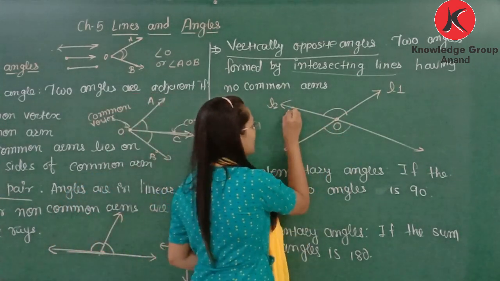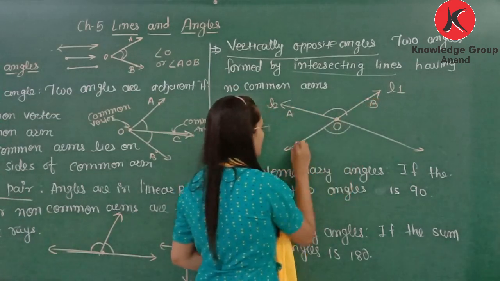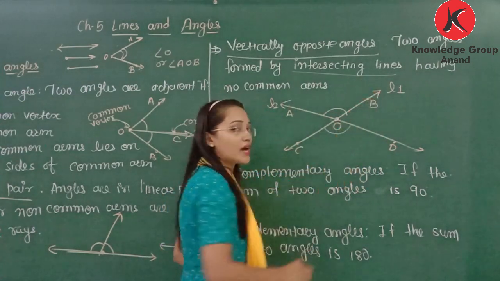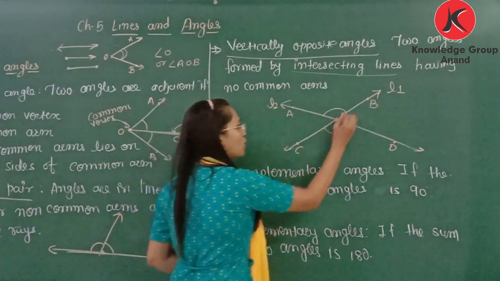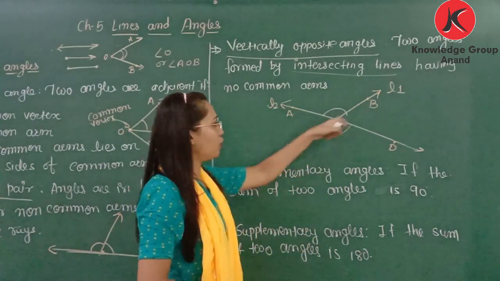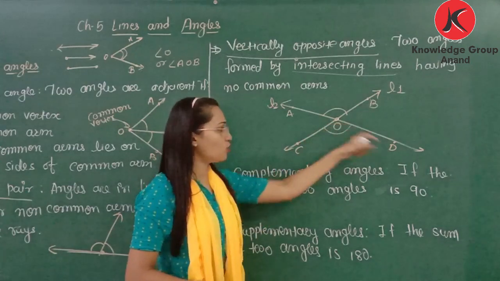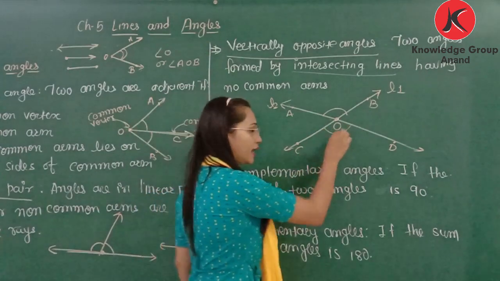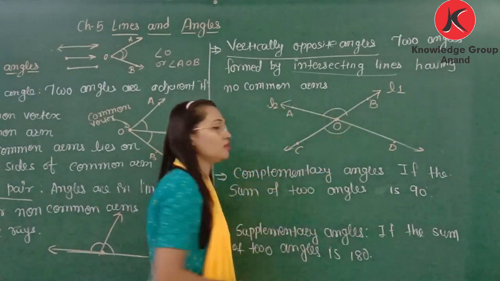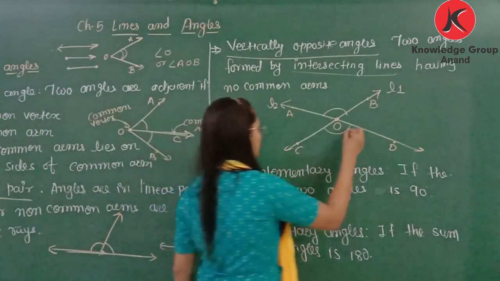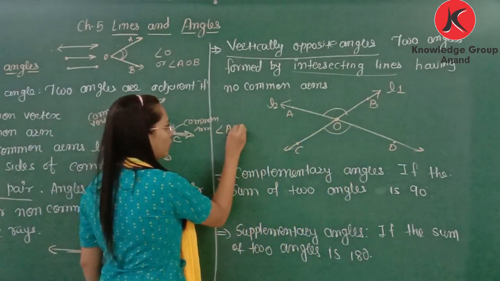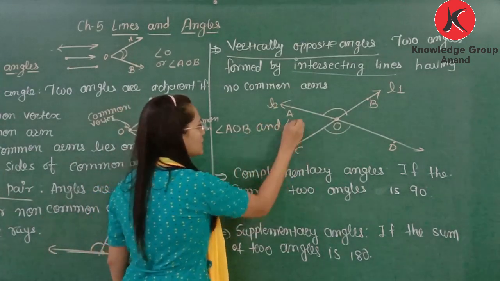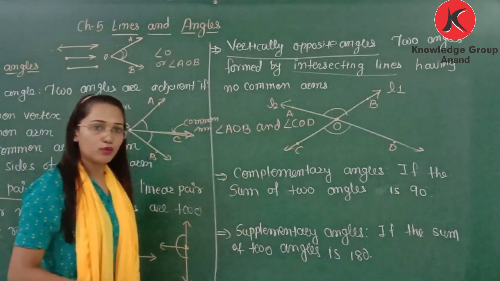For the angles, let's give the names AOB and COD. Now if we consider AOB, then its arms are which ones? OA and OB are the arms of angle AOB. And what are the arms of COD? They are OC and OD. So they do not have common arms, which means these angles are called vertically opposite angles. So we can write angle AOB and angle COD are vertically opposite angles.